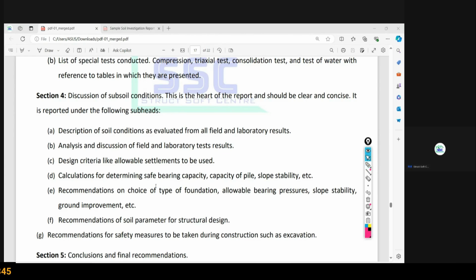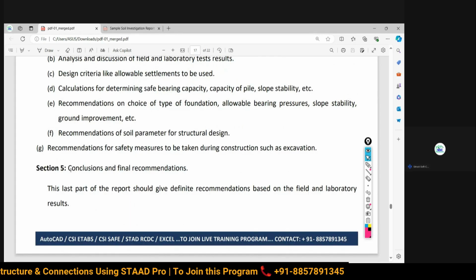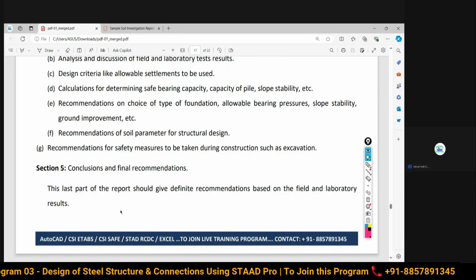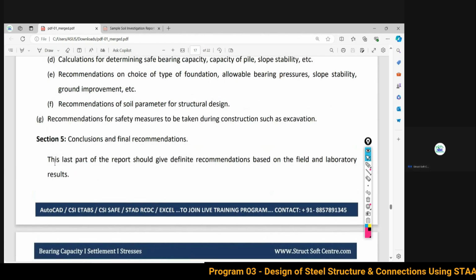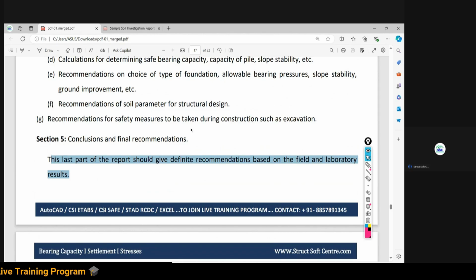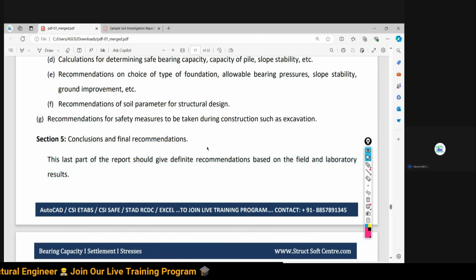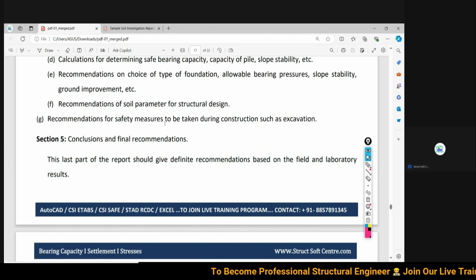And last and the most important is the conclusion and final recommendation. Here, based on the discussion, they are finally concluding with a final recommendation. They are recommending what type of foundation will be more suitable. This last part of the report should give the definite recommendation based on the field and laboratory test results. So what type of foundation you should adopt for your project will be given, plus they are also recommending what method of excavation and what method of execution should be adopted for safety purposes.